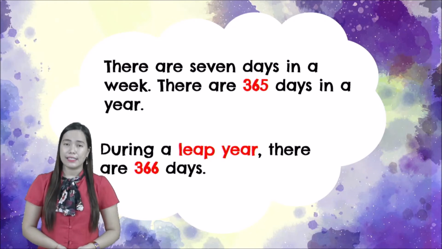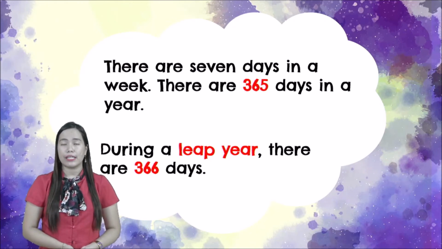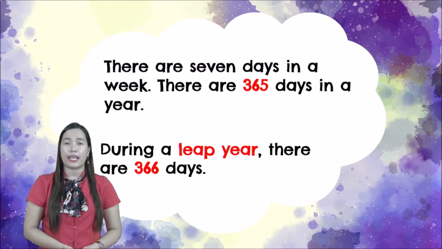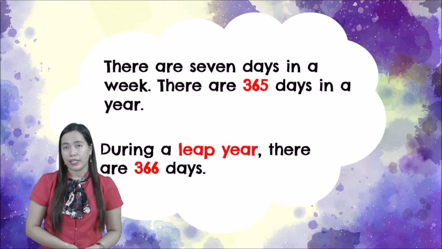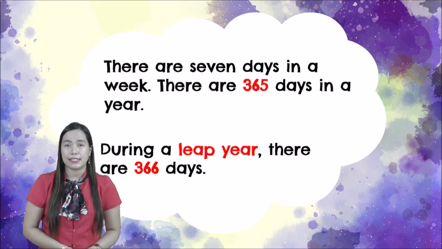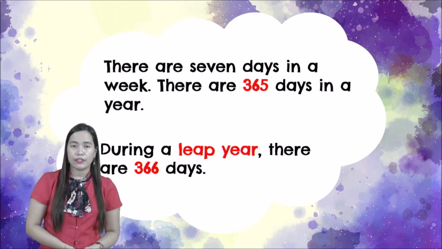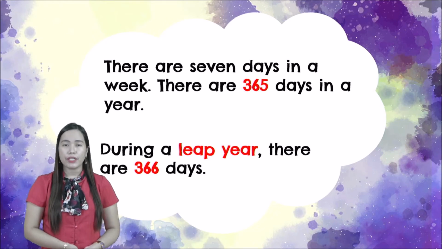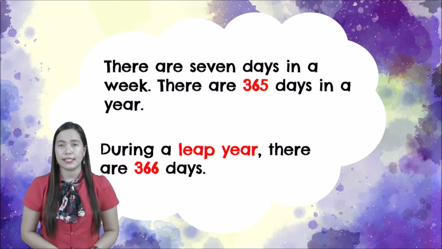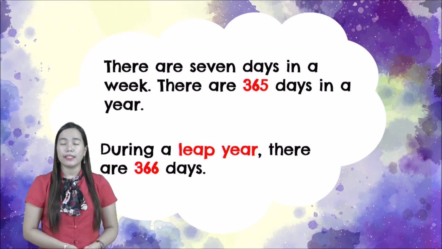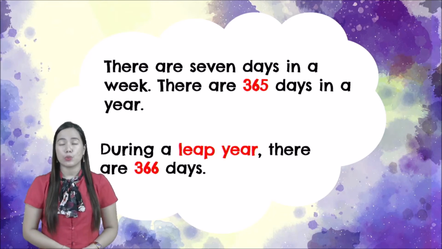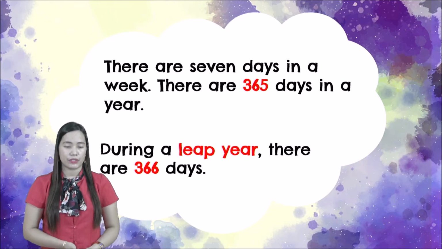There are 7 days in a week, and there are 365 days in a year, okay? If it is a regular year. Again, kids, we have 365 days in a regular year. But during a leap year, there are 366 days. Why are there 366 days? Because February during a leap year has 29. Okay, there is February 29. But during regular years, it's until February 28 only. Okay, kids, you need to remember that.